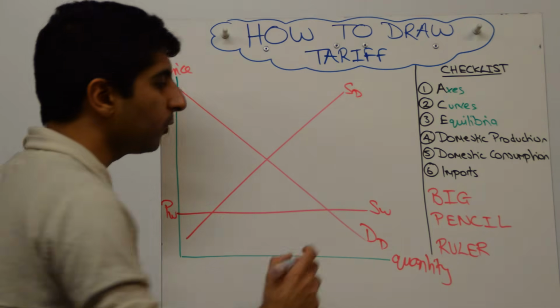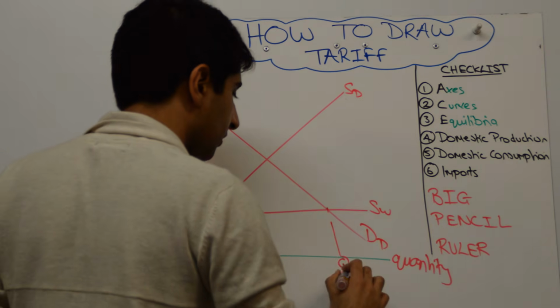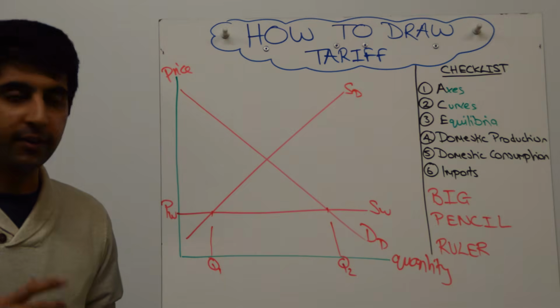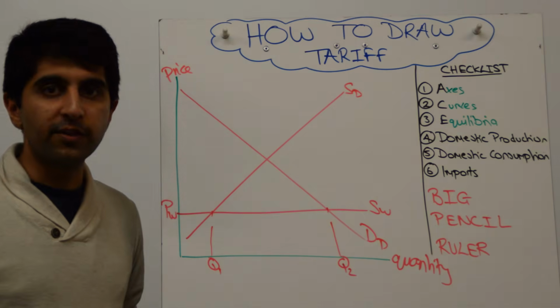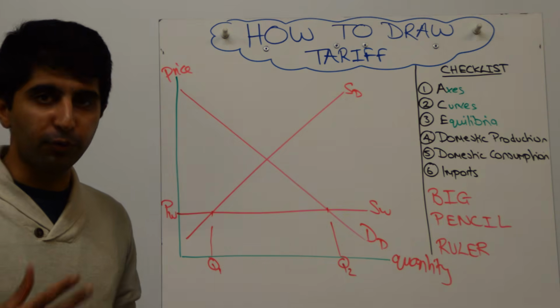Let's put on the quantities when we have free trade. Q1 is a domestic production, domestic supply. Q2 is a domestic demand. The difference between the two, this excess demand, is fulfilled by import. So that's what happens before the tariff.